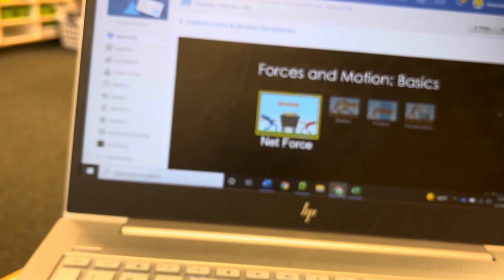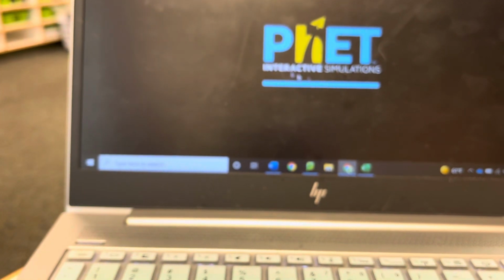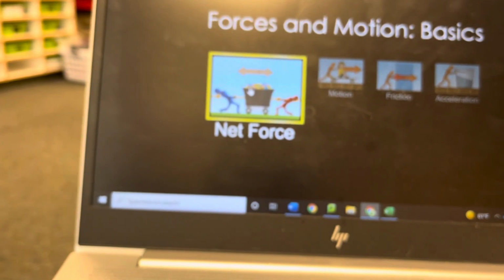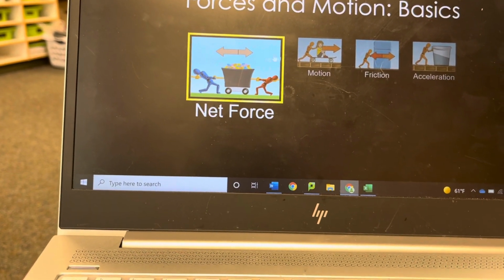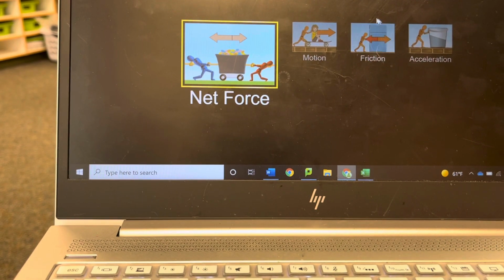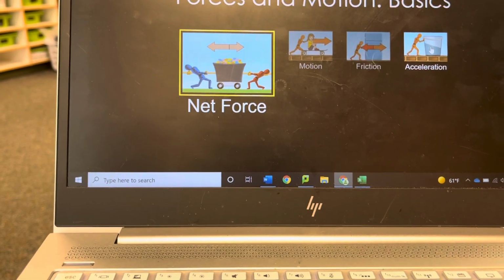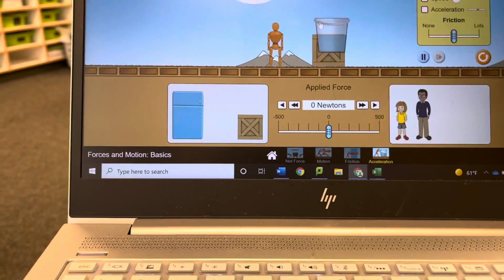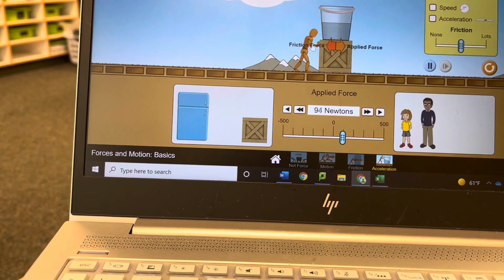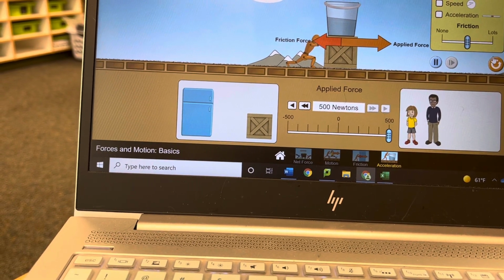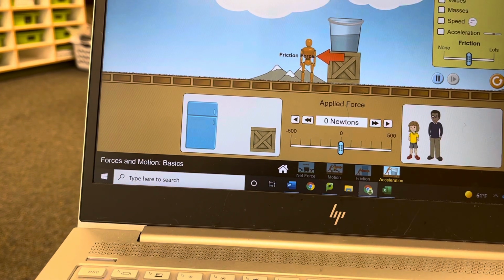So if I go back here, you can play around with net forces where you can put different amounts of force on either side and see which way it moves. Motion, the harder you push, the farther it goes. We haven't talked about friction yet, but you're more than welcome to play with it. Acceleration is just moving things, okay? So if you want to set something on top of here, the heavier it is, the harder he's got to push. Eventually we start moving, okay?